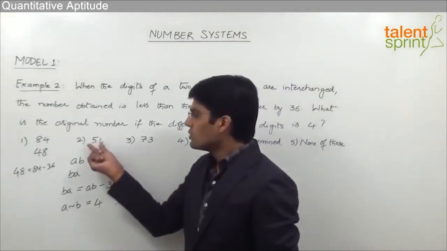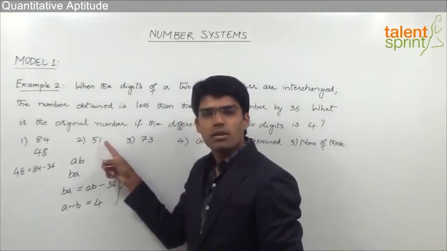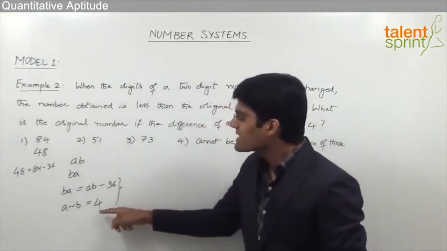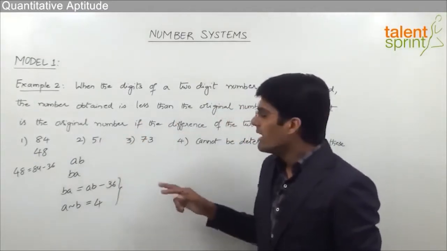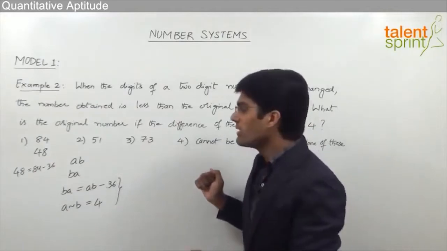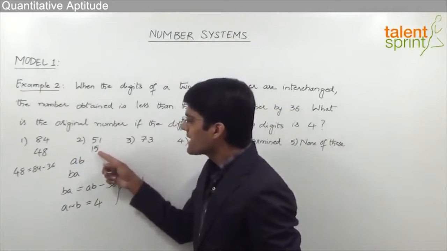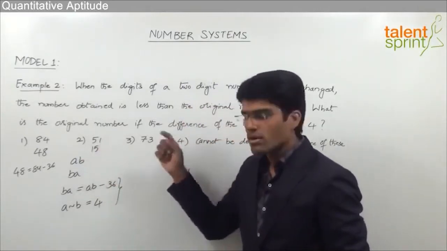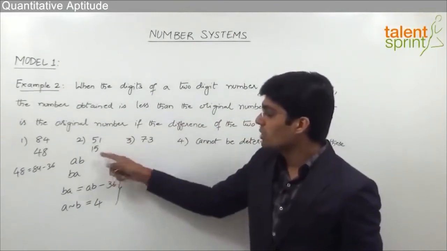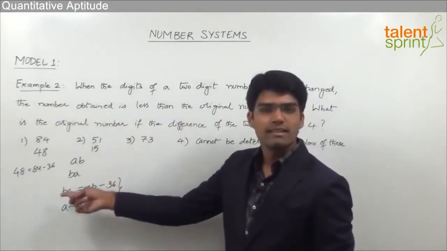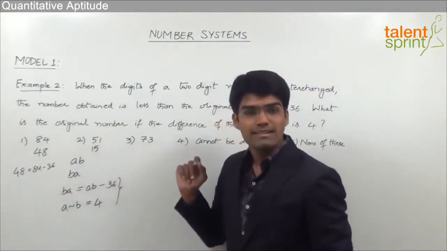Now if you look at option number 2, that is 51, here again the difference between the two digits, 5 minus 1, is equal to 4, as given in condition number 2. So option 2 satisfies one of the conditions. Let us see whether it satisfies the second condition or not. If we interchange the digits, 51 becomes 15, and 15 is again 36 less than 51. Why? Because 51 minus 36 is equal to 15. So even option 2 satisfies the second condition, that is BA is AB minus 36. So option 2 as well can be the correct answer.